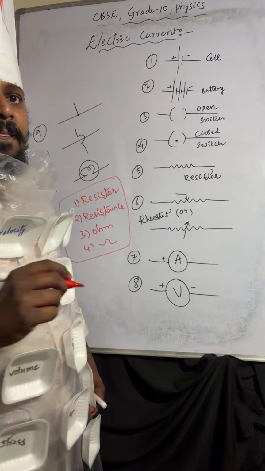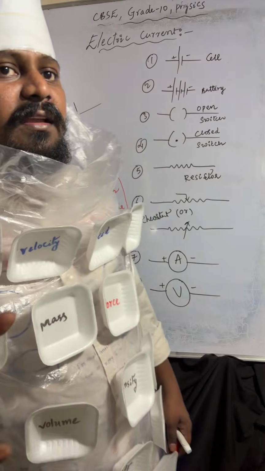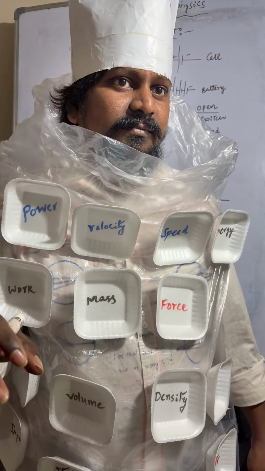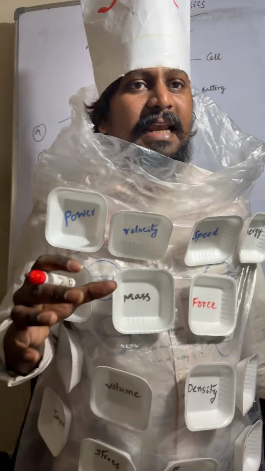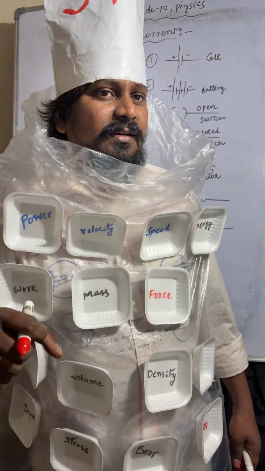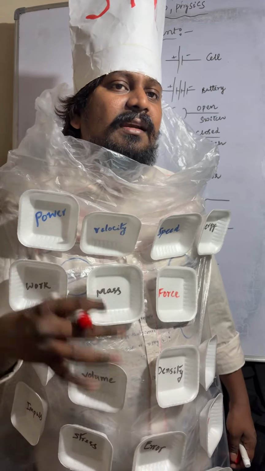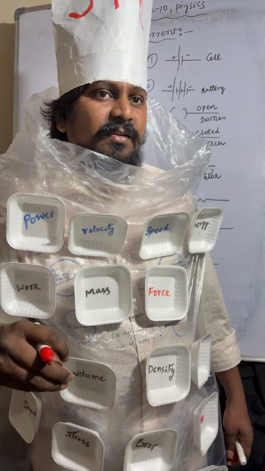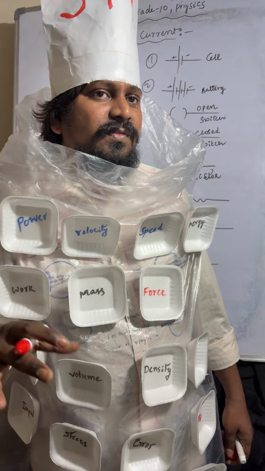Resistor is a device which is used to oppose the electric current. Resistance is the phenomenon of opposing the electric current in the circuit. SI unit of resistance is ohm, and the symbol for resistance we know.